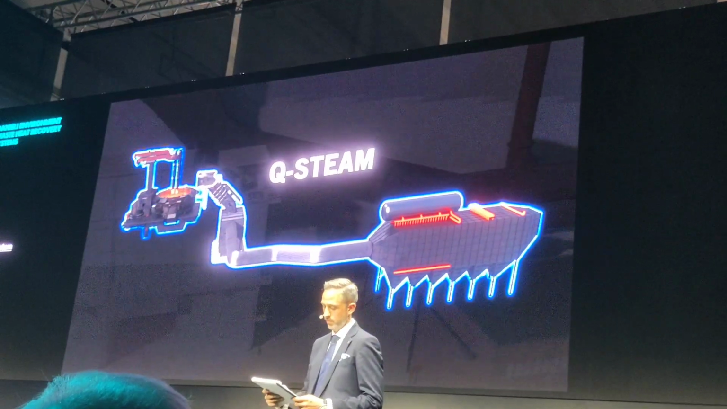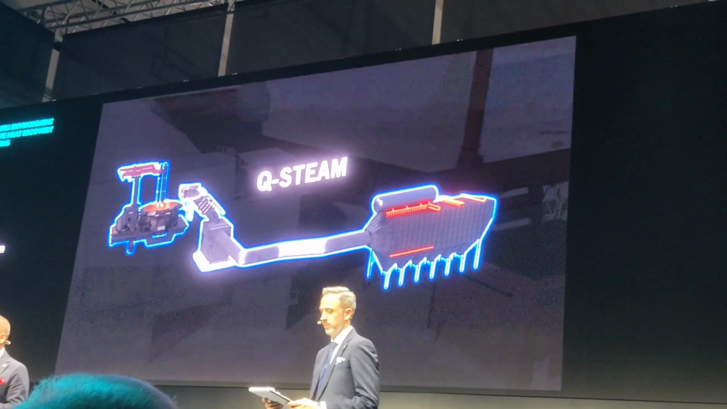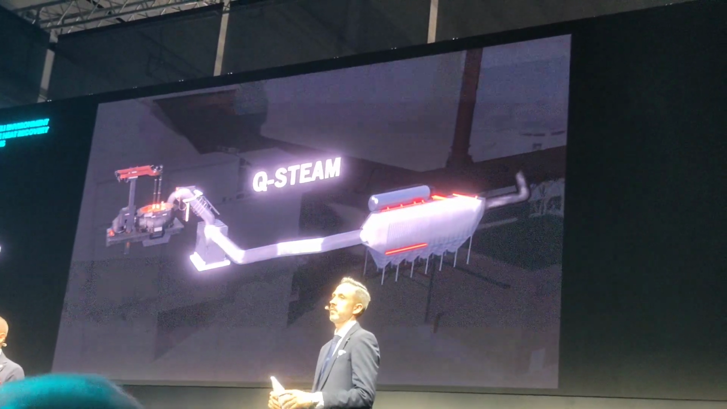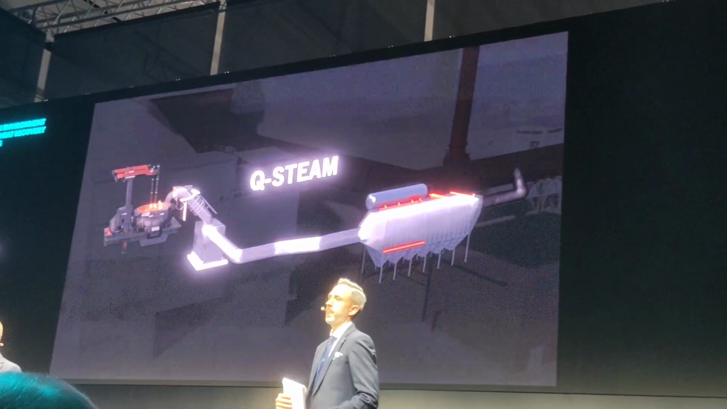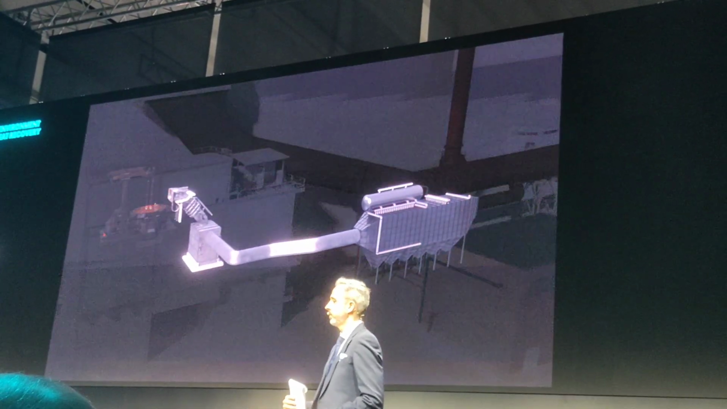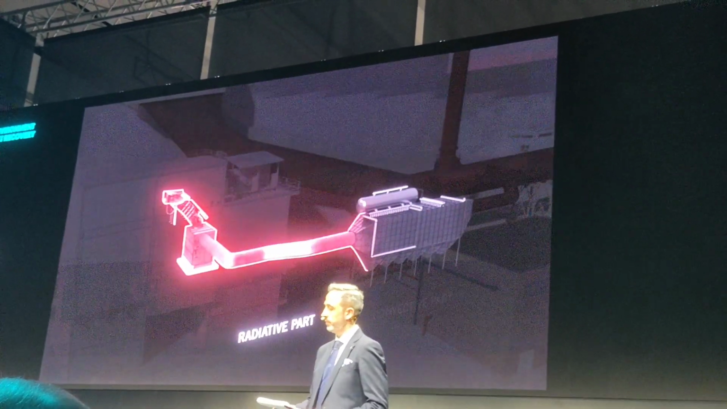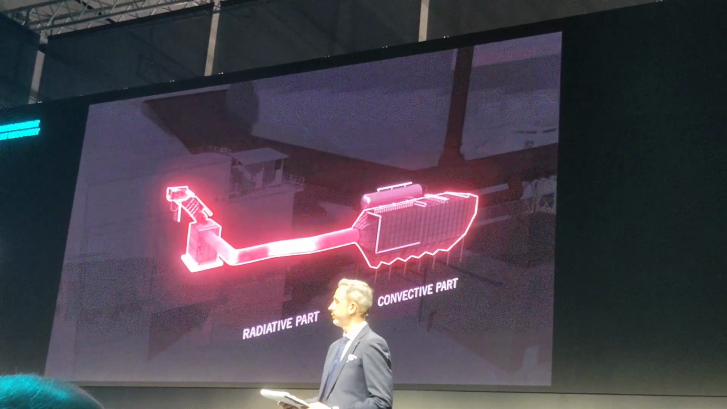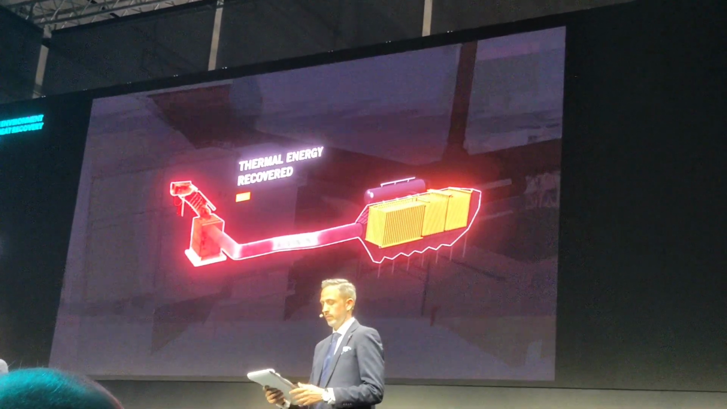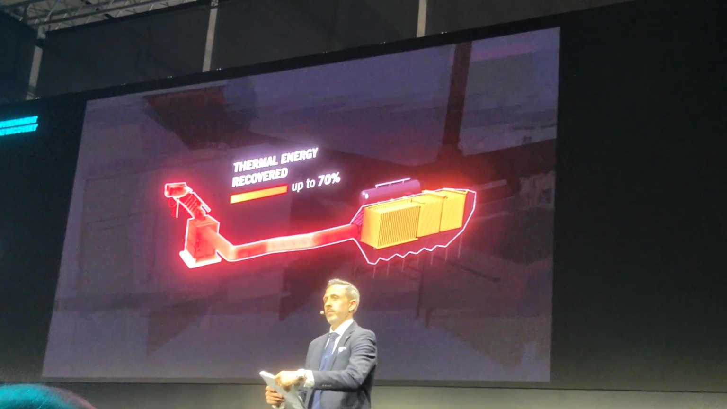The flexibility of the Q-Steam system allows to recover energy from two different parts of the fume treatment plant primary lines: the radiative part and the convective part. The radiative part are basically the cooling equipment of the fume treatment plant primary line, while the convective part is the heat recovery boiler.